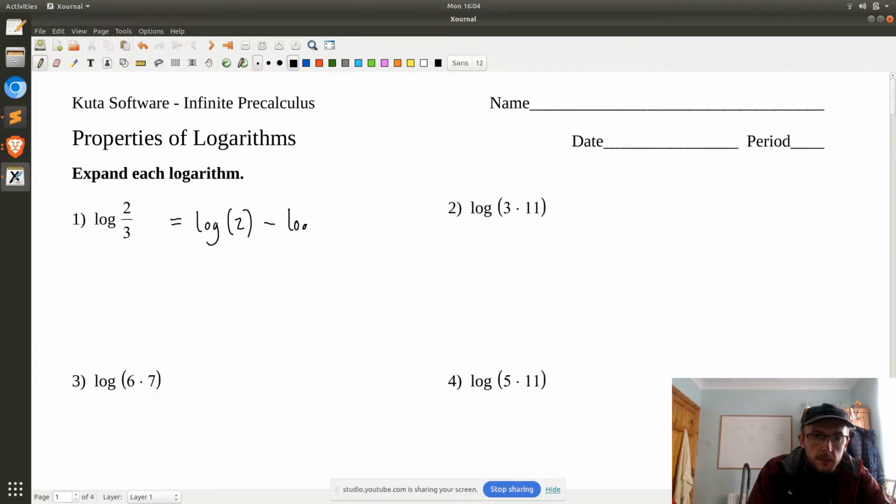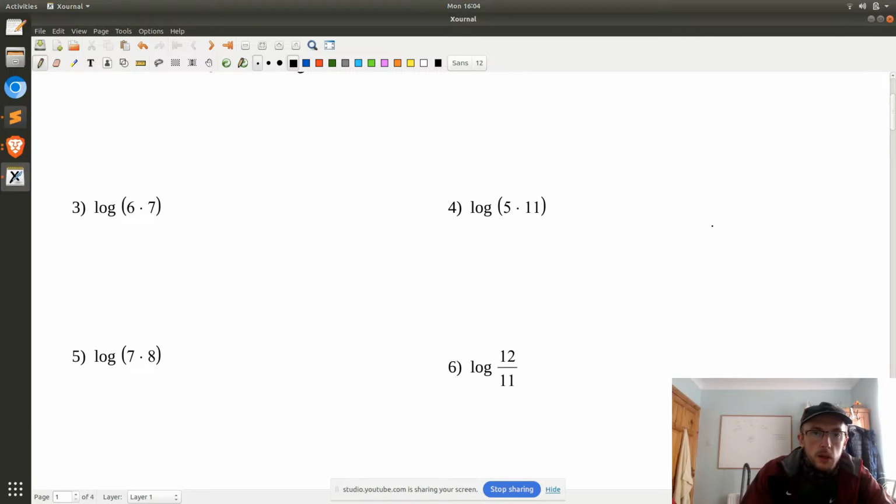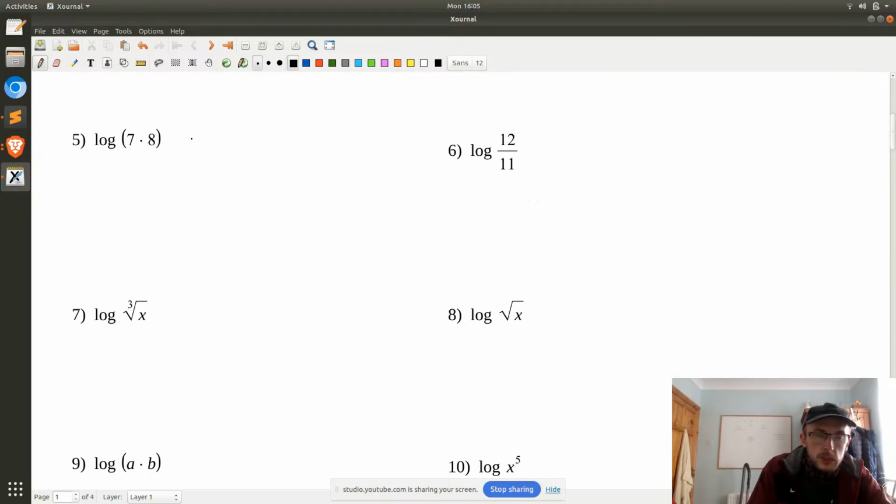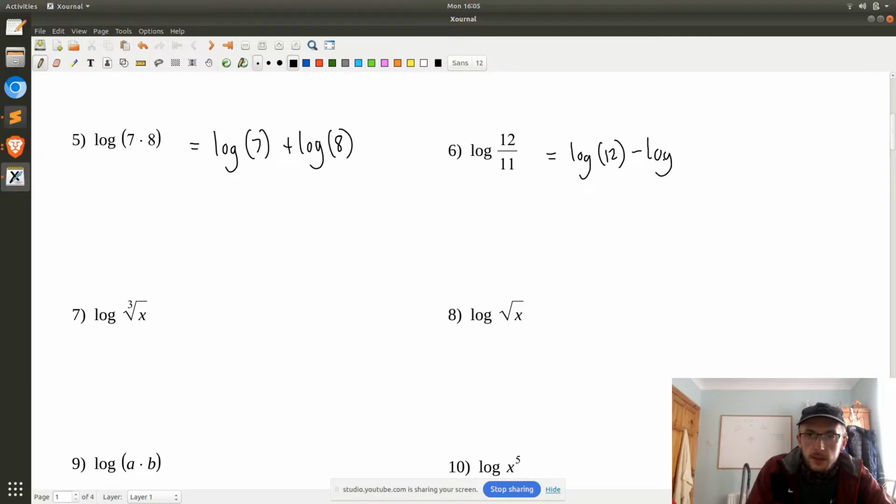Log 2 minus log 3. Log 3 plus log 11. This one: log 6 plus log 7. Log 5 plus log 11. Log 7 plus log 8. Log 12, take log 11.